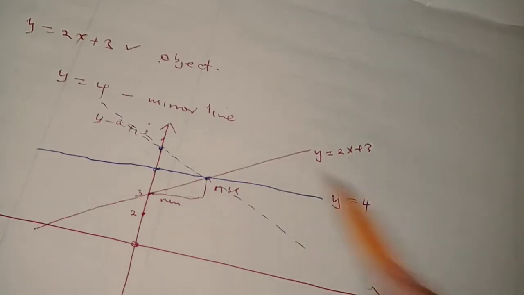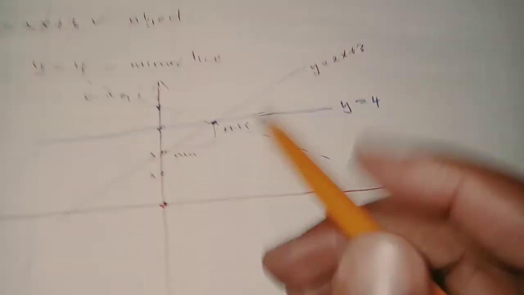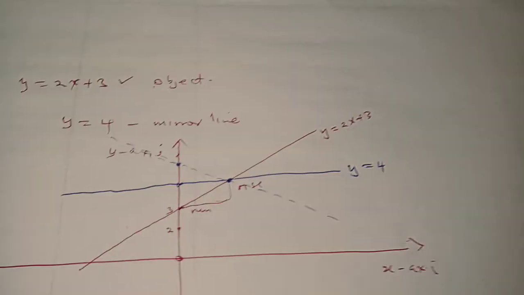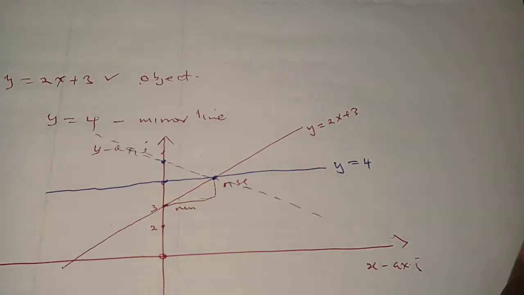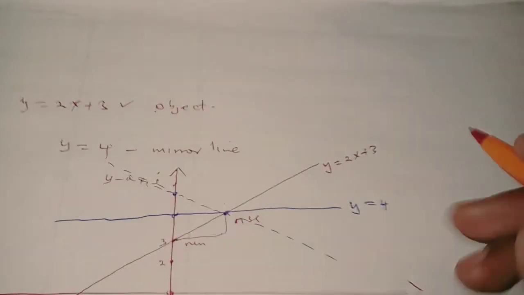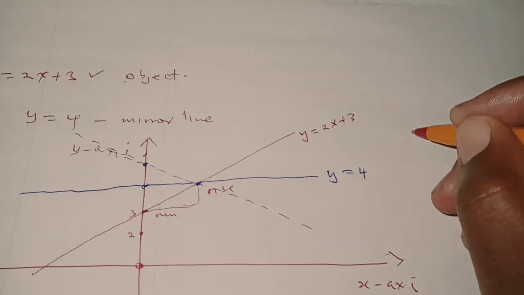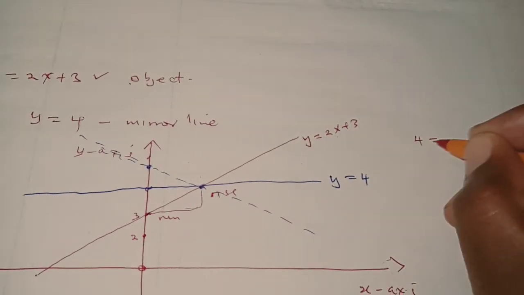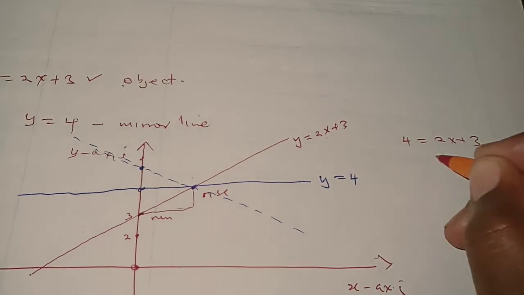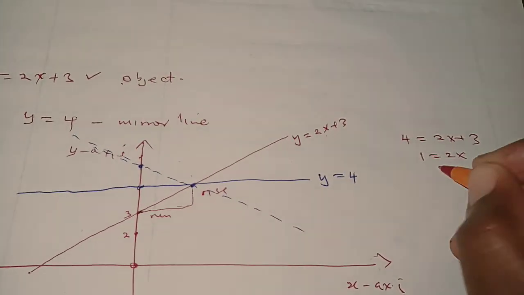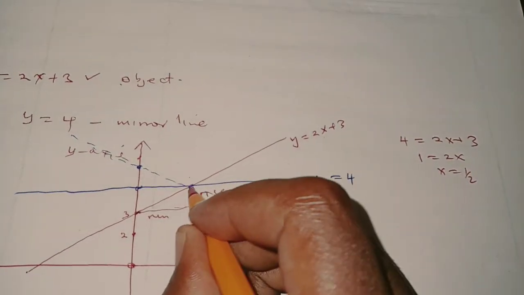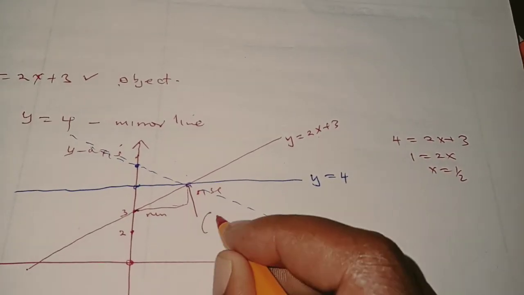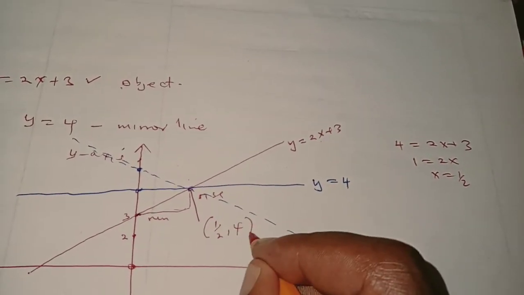We are lucky that this is the point of intersection between this line and that line, so we just need to equate and solve for the values of x and y at that point. When we equate, y is 4, so 4 equals 2x plus 3, and 1 equals 2x, so x is a half. So the coordinate of this point here is (a half, 4), right?